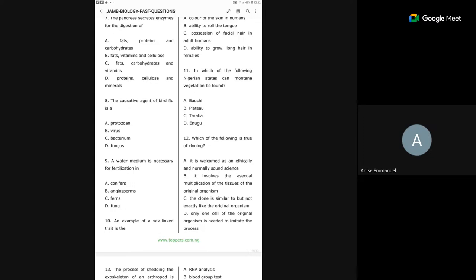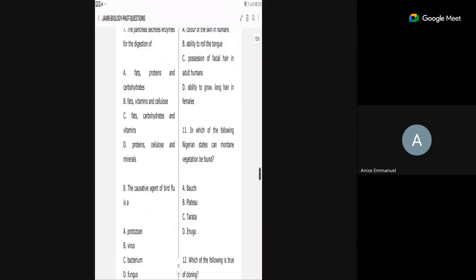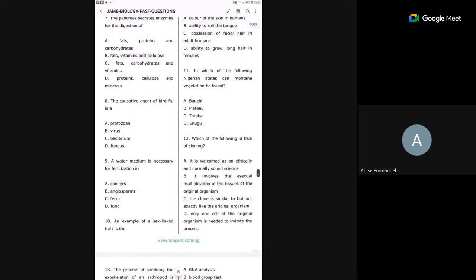Can you continue, please? Right, number 11 is saying, in which of the following Nigerian states can montane vegetation be found? Montane vegetation is found mostly in those regions that have hills, valleys, and mountains and the like. So we have those vegetation in those regions. We have Bauchi State, Plateau State, Taraba and Enugu. Out of these states, which of them has mountains, valleys and hills?